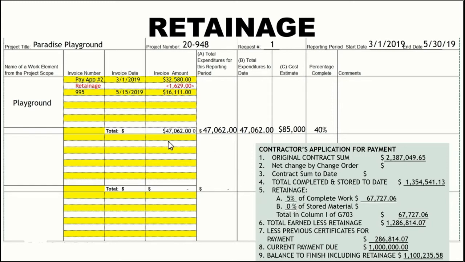So in this case, you have your expenditures for the playground. We know that retainage is 5%, so you just have to do a little math, and you'll want to deduct 5% for retainage as it is shown here.